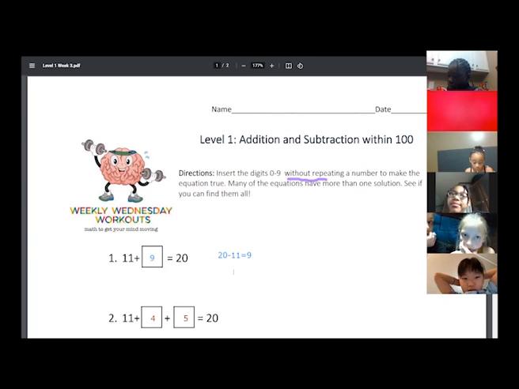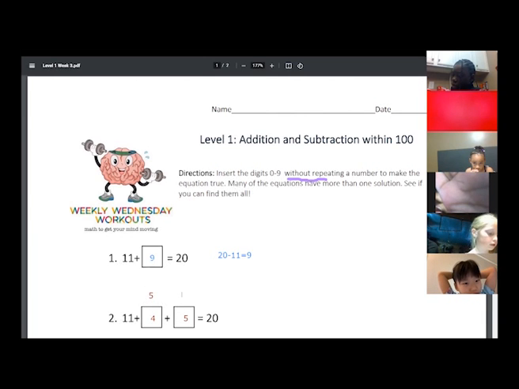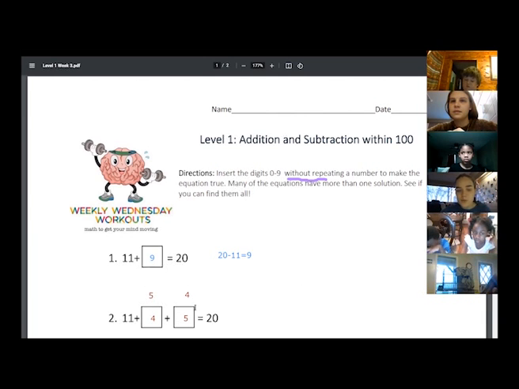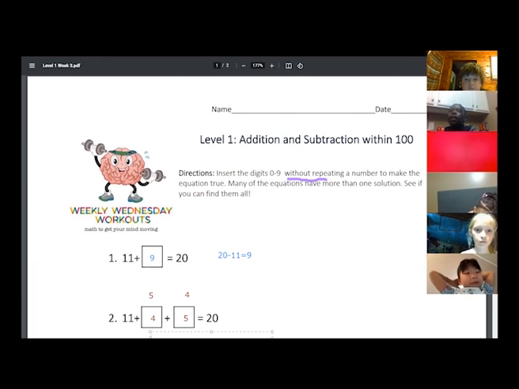Does anyone have a different answer? Could we put something else in those spots? Scarlett? 11 plus 5 plus 4. Right, we could do it the other way around because addition problems work like that, right? We can switch them around and they still mean the same thing. Does anyone have a different answer? London? 11 plus 8 plus 1. Right. Great job. There are more answers we could do, but we're not going to go through all of them.